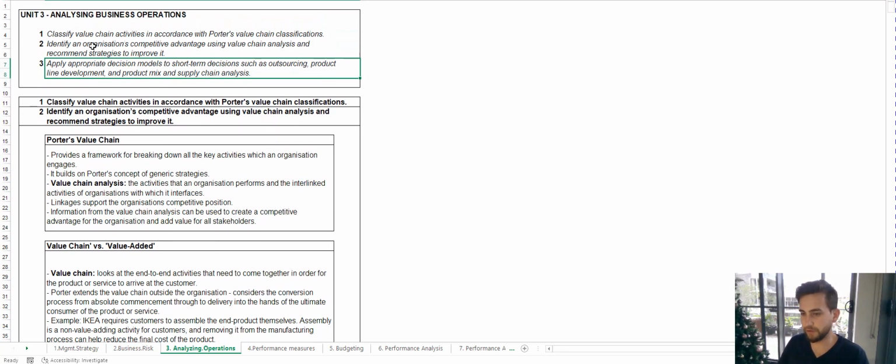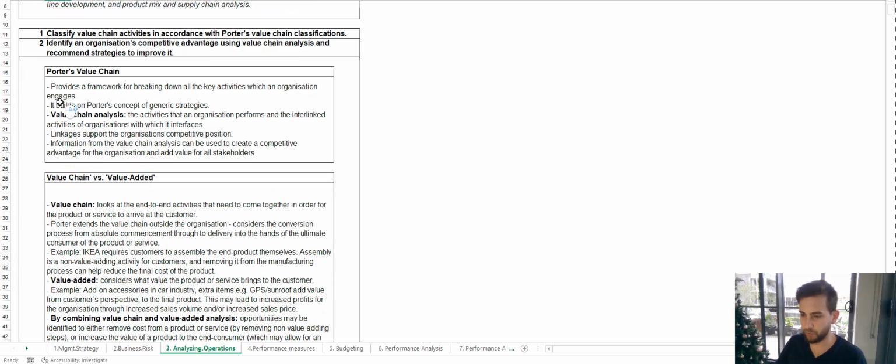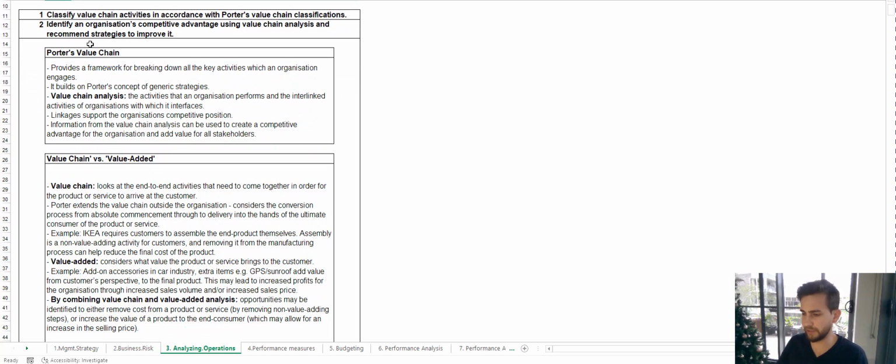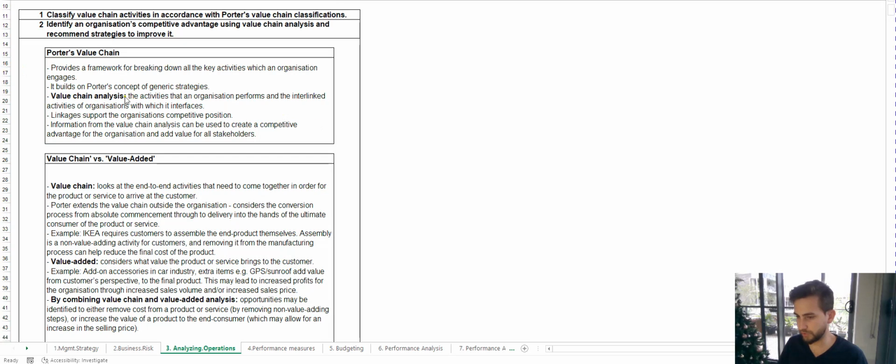Okay, so let's talk about the first subchapter, which is identify value chain activities in accordance with Porter's value chain classification. So Porter's value chain is a framework for breaking down the activities in which an organization engages. So it builds on Porter's concept of generic strategies.